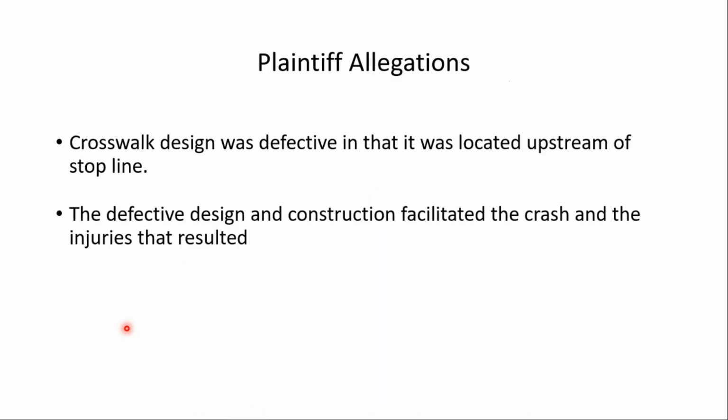So the plaintiff alleged that that crosswalk design was defective in that it was located upstream of the stop line. And the complaint also said that that defective design and construction facilitated the crash and the injuries that resulted. So I'm kind of summarizing the complaint here, but I wanted to mention, if you remember, on day one, we talked about the 4 things that the plaintiff has to prove to get their case to the courtroom. And one of those was that the breach of the duty, the failure to follow the standard of care, was a direct cause of the crash.